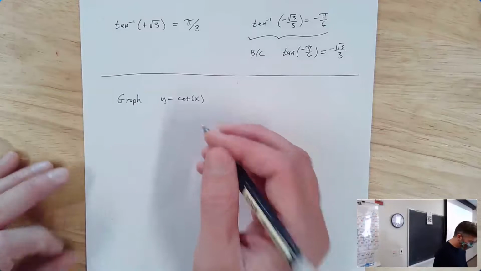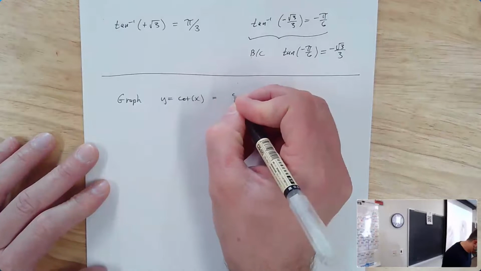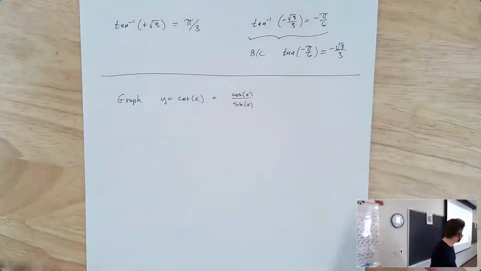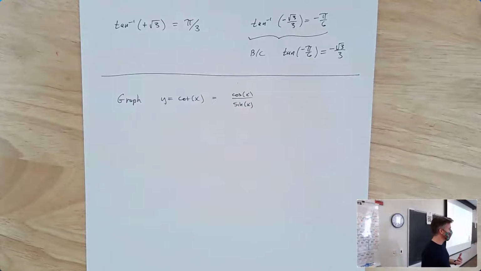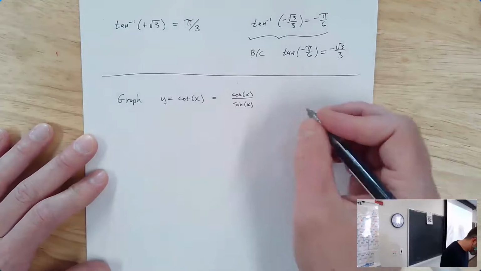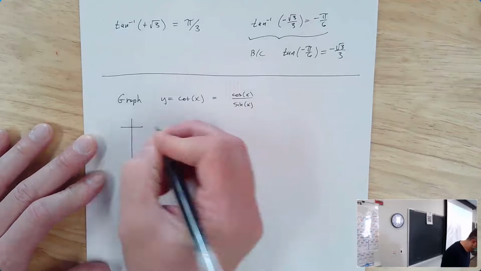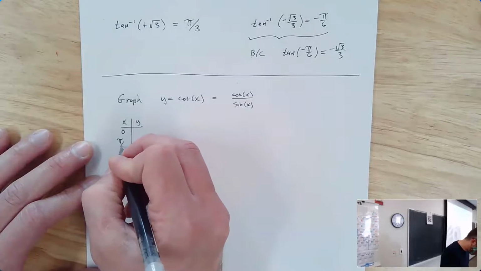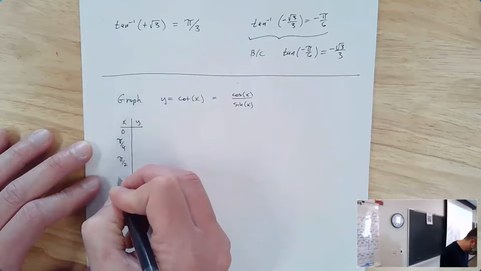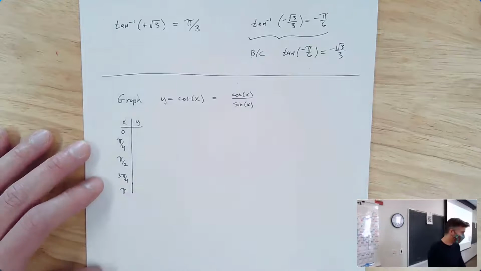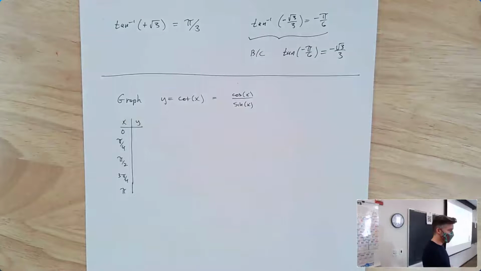Graphing cotangent, I would remember that it's cosine x over sine of x. And so I'm actually going to think about where this is undefined. I could start plugging in values. I'm going to plug in values now, if I look at my usual 0, pi over 4, pi over 2, 3 pi over 4, and pi, because unlike sine and cosine, tangent and cotangent have a period of just pi, not 2 pi.